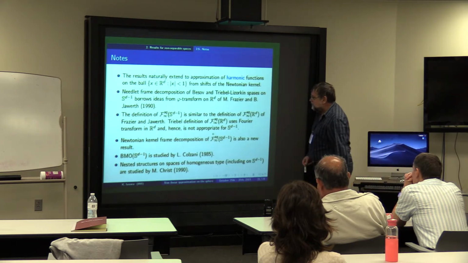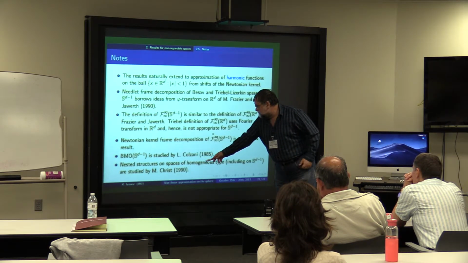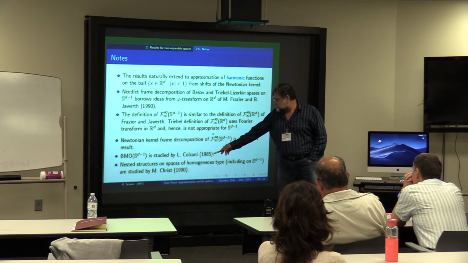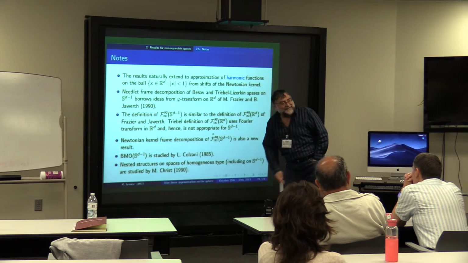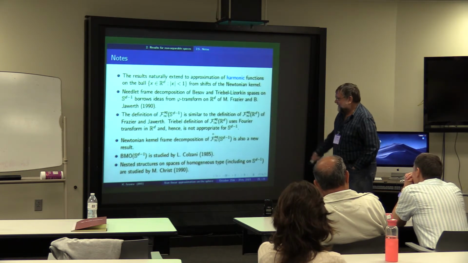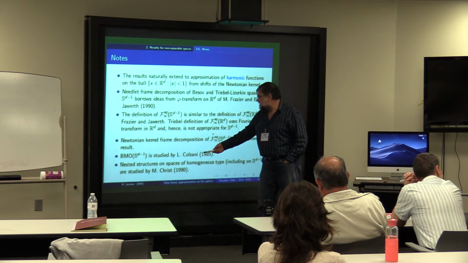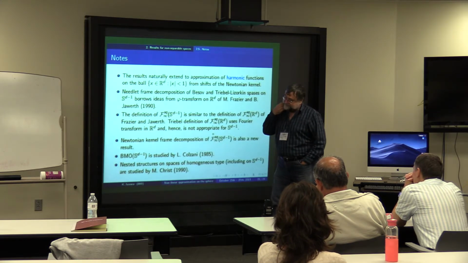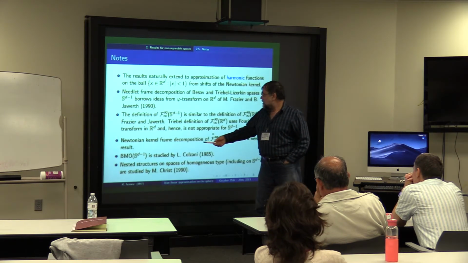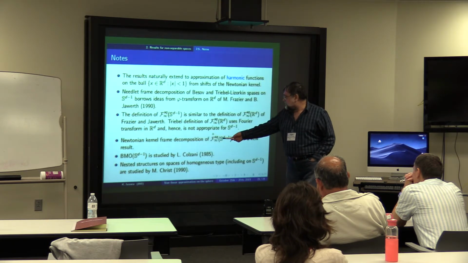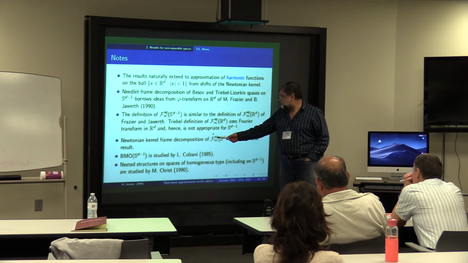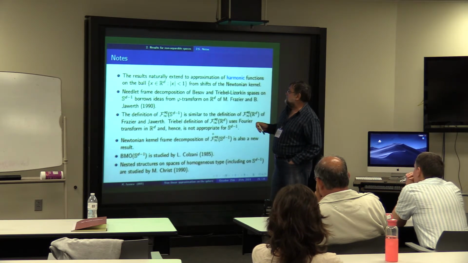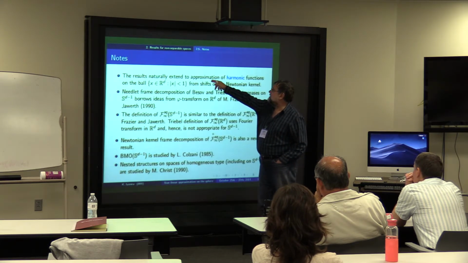Okay, several notes from the bottom. Nested structures on the spaces of homogeneous type, including on the sphere, are studied by Michael Christ. Oh, Christ. Okay, he is in the bottom. You asked me. Okay, BMO is studied in the work of Kozani, 1985. Newtonian kernel frame decomposition of the separable Triebel-Lizorkin space is also a new result, not only the Jackson type results. Now, let me go up in the notes.